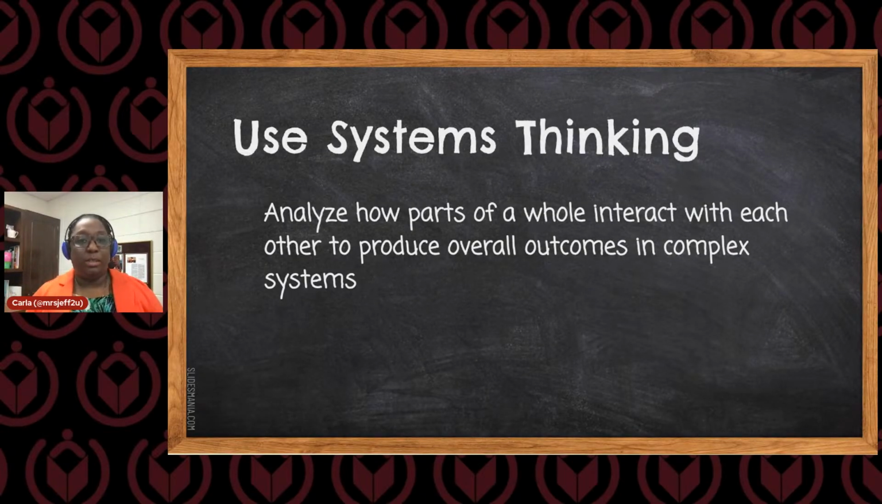We also want them to use systems thinking, analyze how parts of a whole interact with each other to produce overall outcomes in complex systems. That's a conversation I have with my good friend Rhett Hughes, who teaches U.S. history. In South Carolina, there is an end of course test for U.S. history, but they have not really had a standardized test since middle school social studies. And they struggle because in middle school and elementary, the standardized test is really just memorization. If I can remember the definitions, then I'm going to do pretty well on that standardized test.